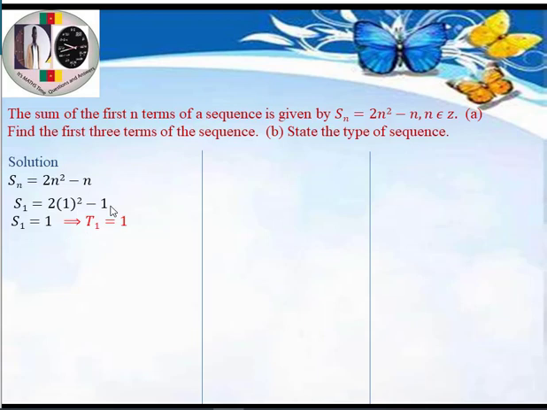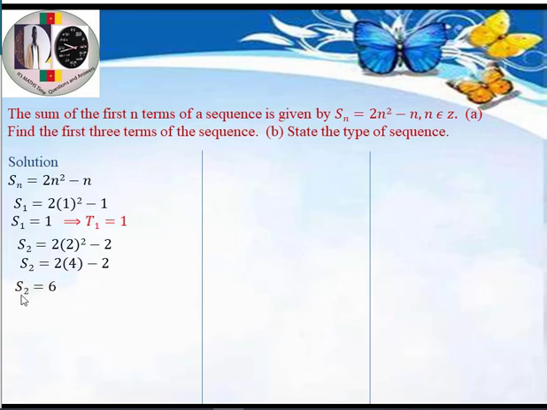Okay, with this in mind, we are going to look for the sum of the first two terms. So when n is 2, we have the sum of the first two terms. Again, anywhere we see n, we put 2, and we are going to have S2 equals 2 into 2 squared minus 2. So 2 squared is 4, and 4 times 2 minus 2 will give us the sum of the first two terms. The sum of the first two terms will be 4 times 2, which is 8, minus 2, which is 6. So the sum of the first two terms is 6.